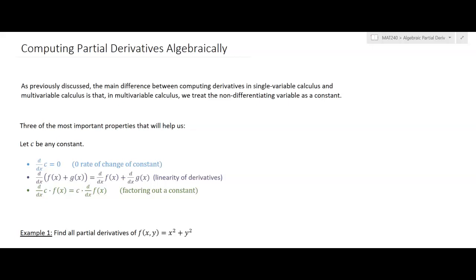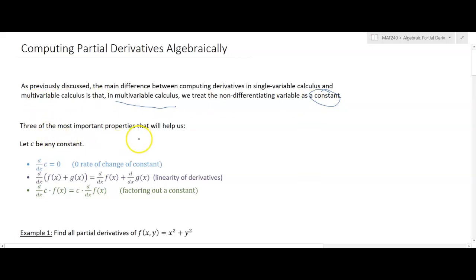So we've already discussed how to interpret them, and one of the common differences between working with derivatives in multivariable and single variable calculus is that in multivariable calculus, we treat the non-differentiating variable as a constant. So we compute derivatives in much the same way as we would in the Calculus 1 class, except now we're just going to treat the other variable that is not being differentiated with respect to as a constant.